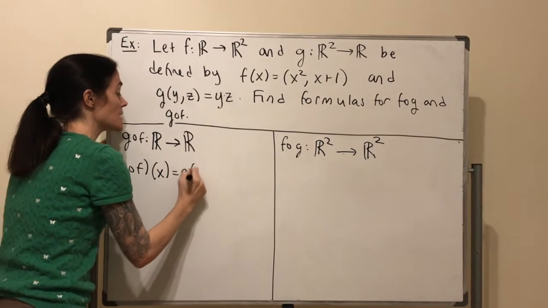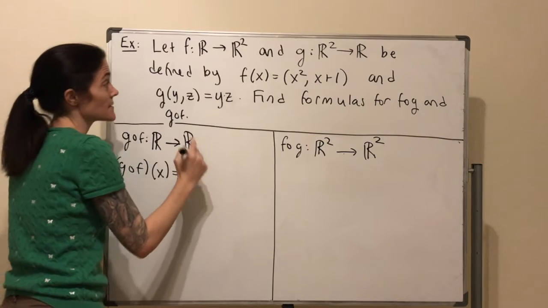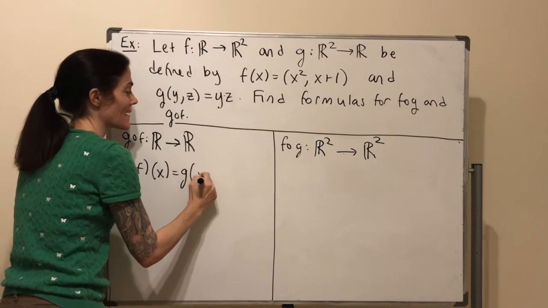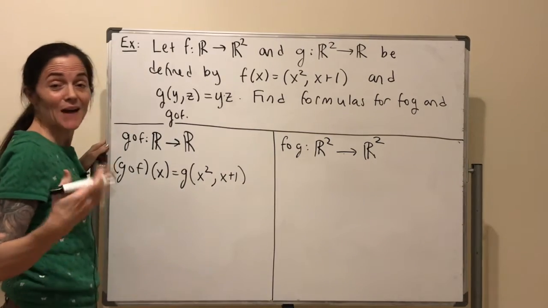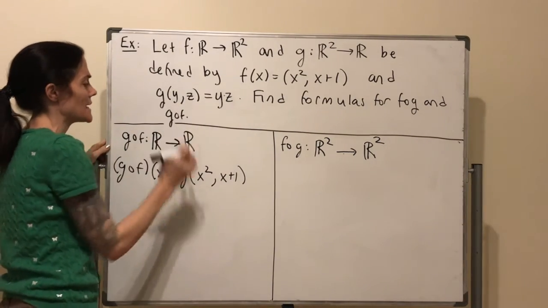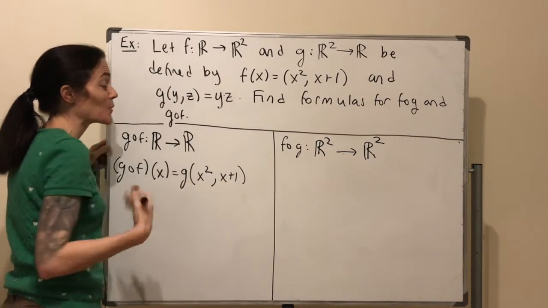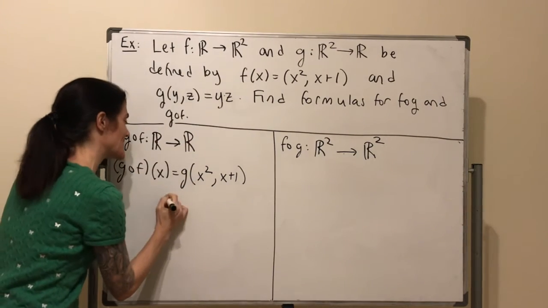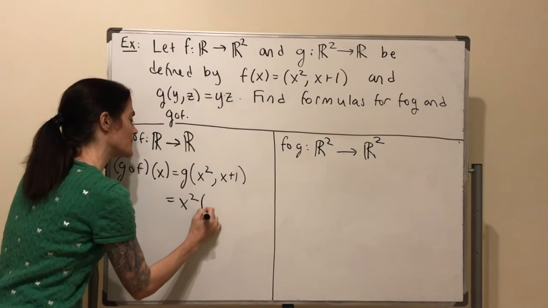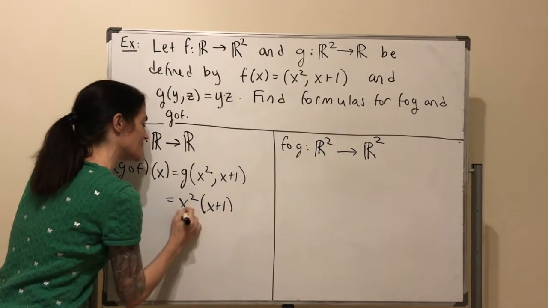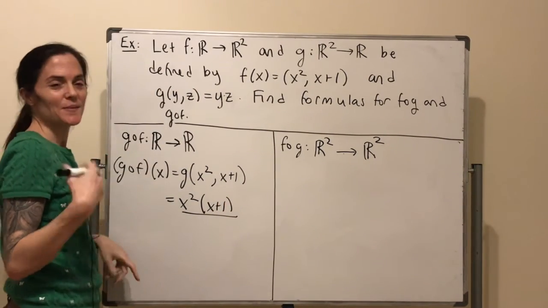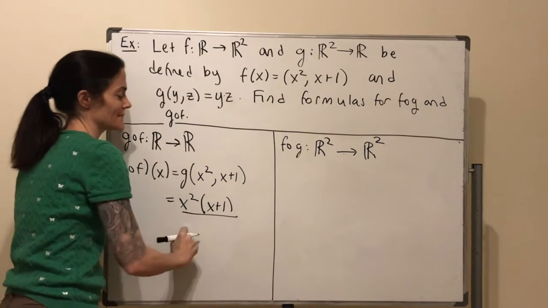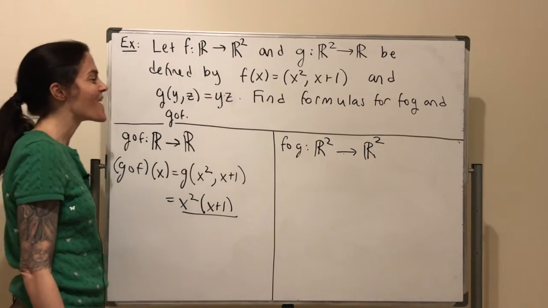This would be g of f of x. f of x is the ordered pair (x squared, x plus 1). Now we apply g, and g takes an ordered pair and multiplies. So we get x squared times (x plus 1).